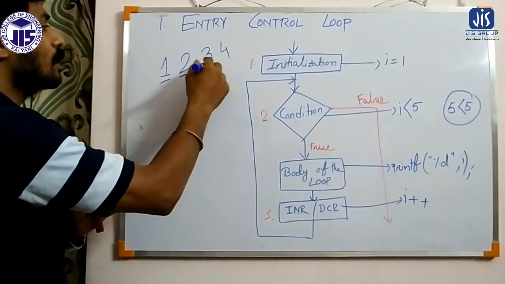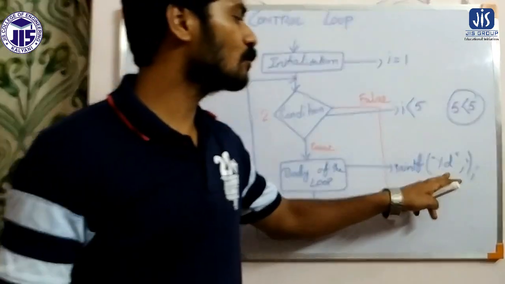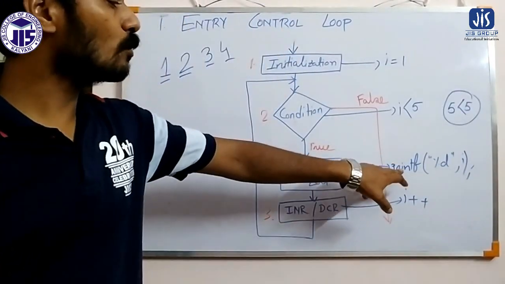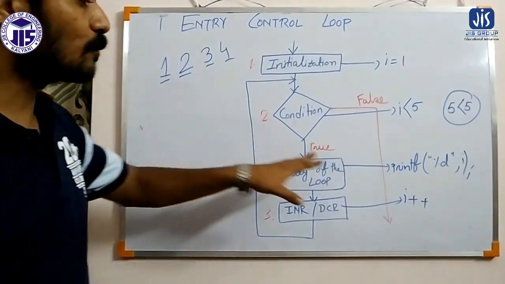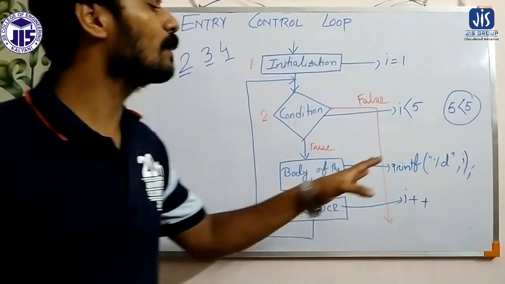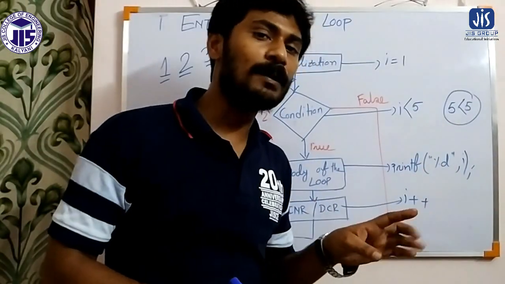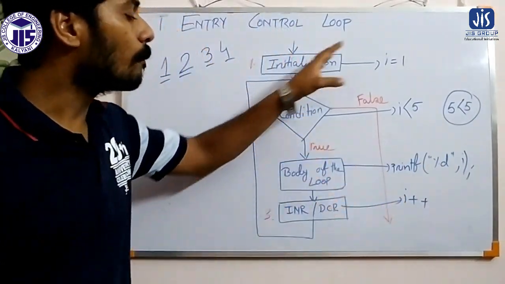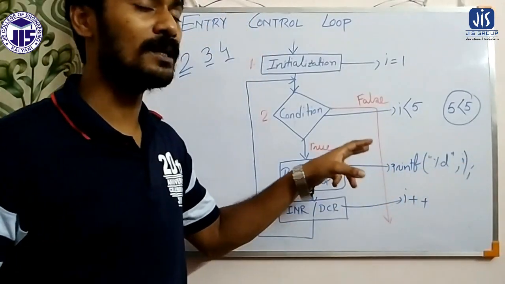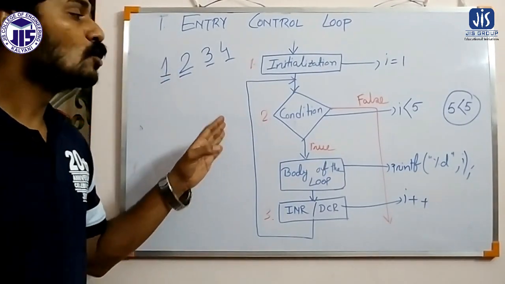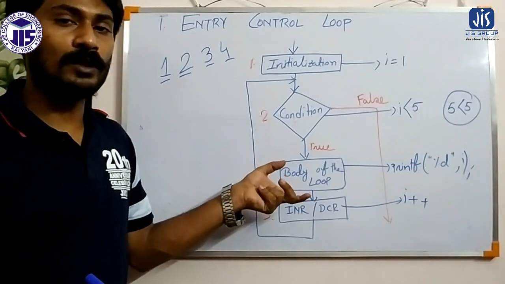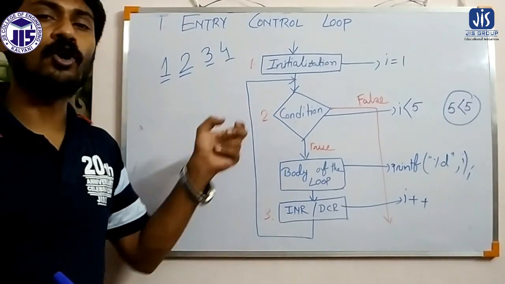So how many values have been printed? 4 values we have printed. How many printf statements did we write? Only 1. That is the loop. This printf statement we have executed 4 times, but we have written the printf statement only once. By using the concept of loop, we have executed this printf statement 4 times. Okay. So this is called an entry control loop, where entry into the body of the loop is restricted by a condition.